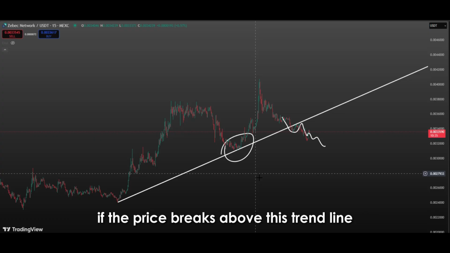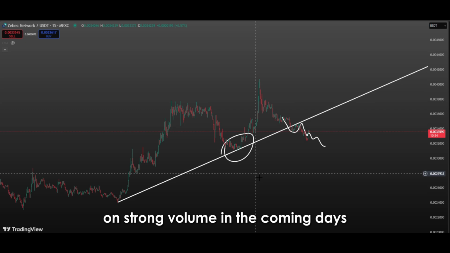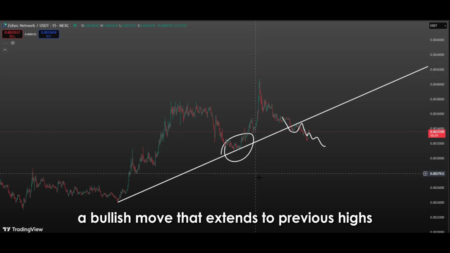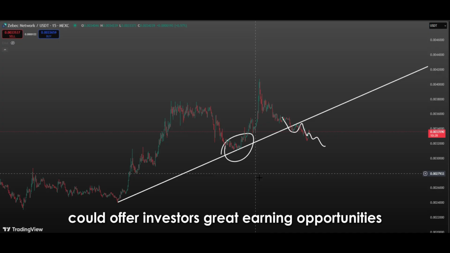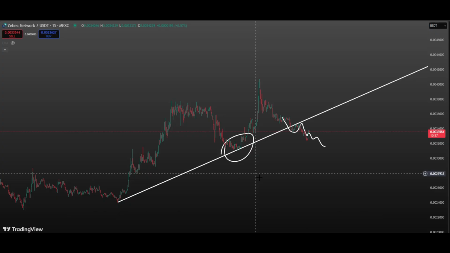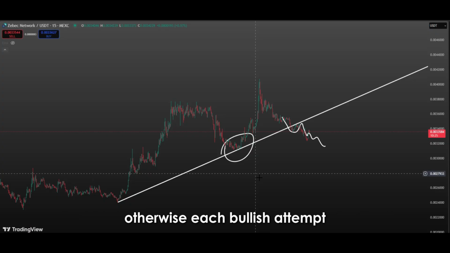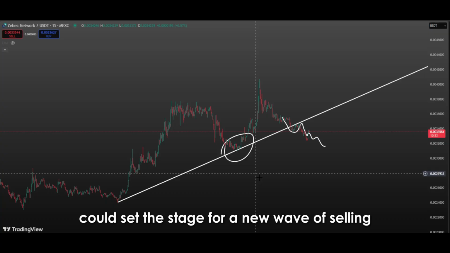If the price breaks above this trend line on strong volume in the coming days and reestablishes this area as support, the previous bearish move could be considered a thing of the past. In this case, buying opportunities may arise again for investors. In particular, a bullish move that extends to previous highs could offer investors great earning opportunities. However, the trend line must first be crossed and maintained. Otherwise, each bullish attempt could set the stage for a new wave of selling.